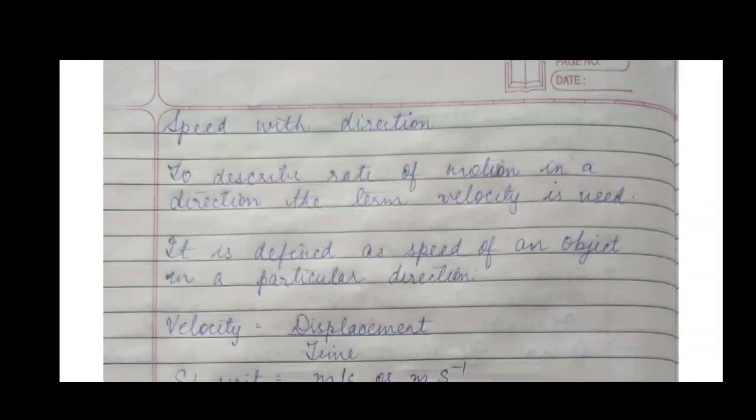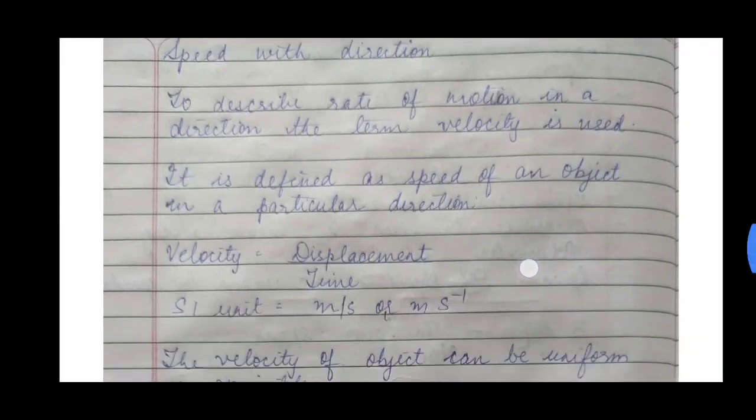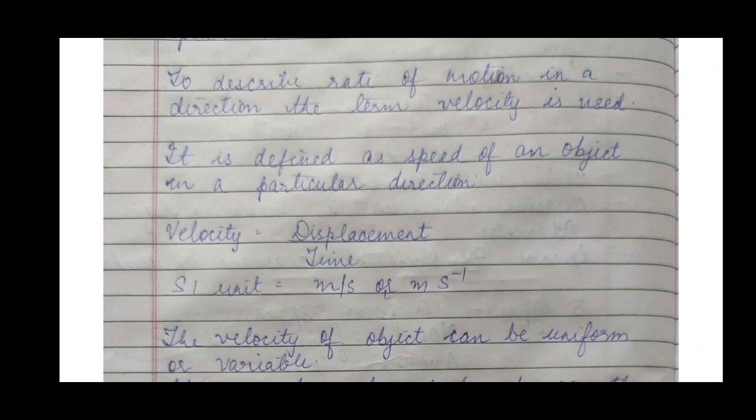Okay, to describe rate of motion in a direction, the term velocity is used. It is defined as speed of an object in a particular direction. So when there was direction, distance could not be used, right? Once direction came in, we could consider displacement. So velocity will be displacement upon time.